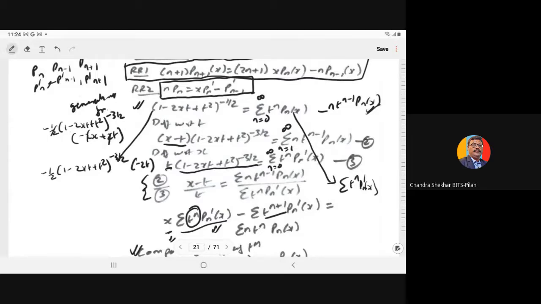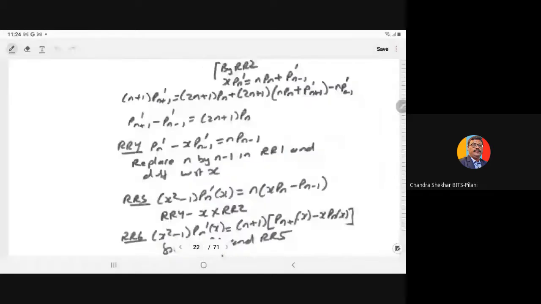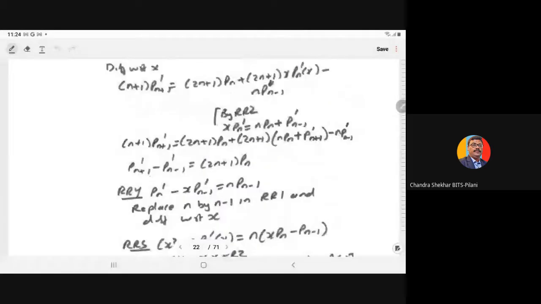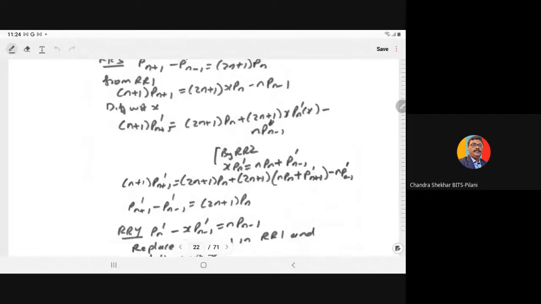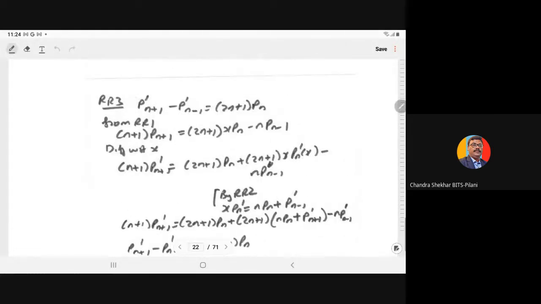Now, at a time we are taking any 3 expressions out of the 6. Now we have the third recurrence relation. The third recurrence relation is the relation between P_n plus 1 dash, P_n minus 1 dash, and P_n.